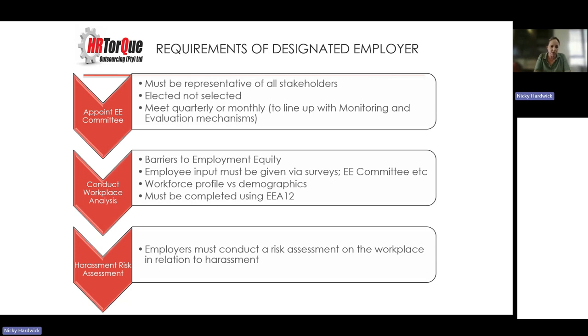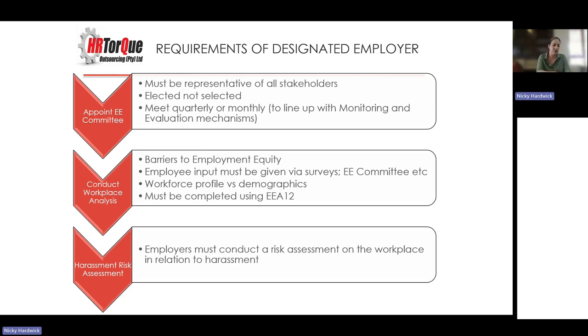What the committee is also not is another avenue for me to bring my individual gripes to that meeting so they can be dealt with. If I have a grievance, that must then go to the line manager or to the HR person. The EE committee is not meant to be dealing with individual gripes. We look at the business as a whole. We identify where we're having problems.